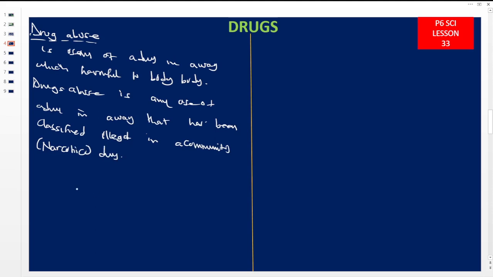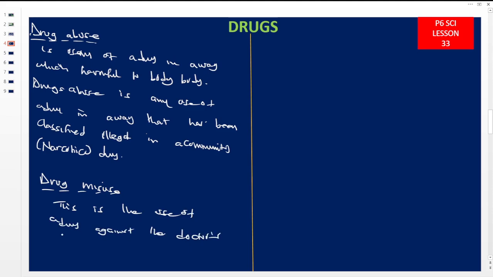Then let us take another word here, drug misuse. Drug misuse is not misusing of drugs, but this is the way people use drugs without following the doctor's advice. So drug misuse, in brief, is the use of a drug against the doctor's advice. Let us write it here. This is the use of a drug against the doctor's advice, or it is the wrong use of a drug.